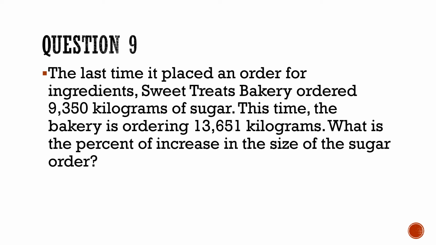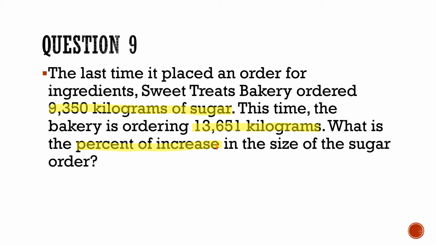Okay, this one is already telling us that it was an increase. We said that it was a percent of increase, so we don't have to say increase in our answer. So we're looking for our amount of change. We started out with 9,350 kilograms of sugar, and this time they're ordering 13,651. So we can see that that's the increase because they're ordering more this time. So we need to figure out what the amount of change is.